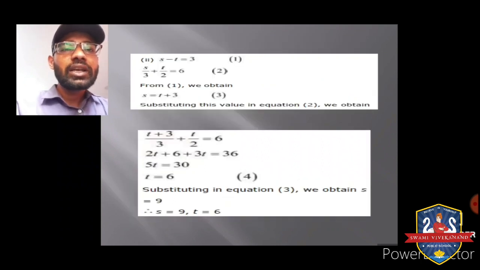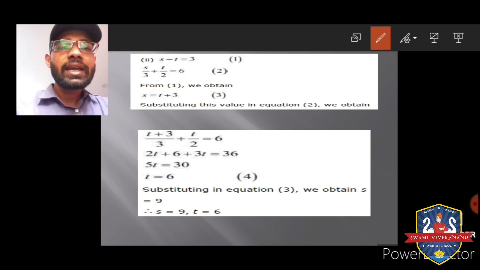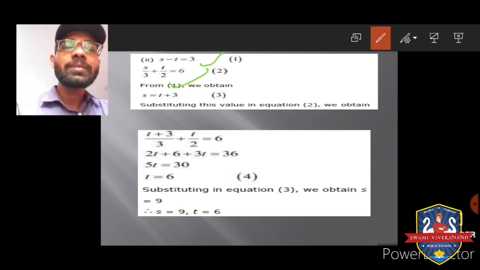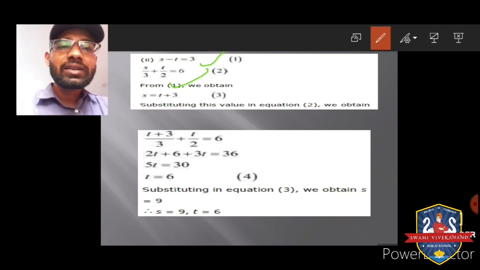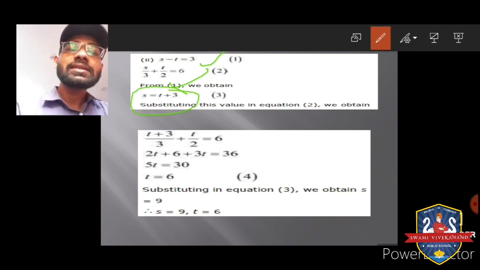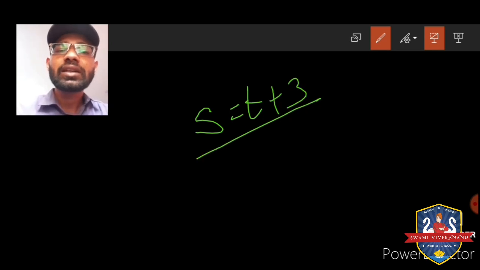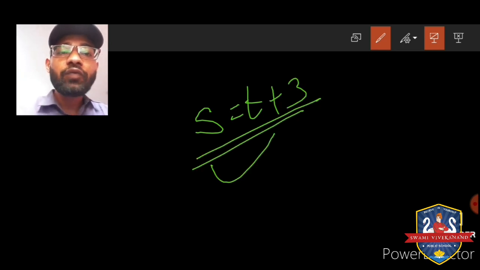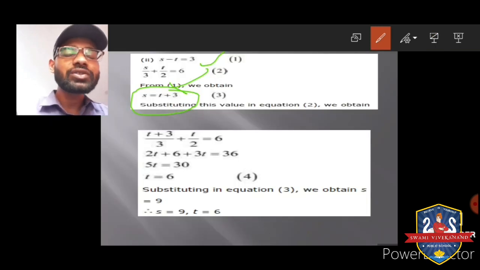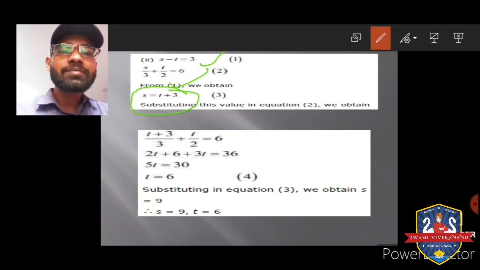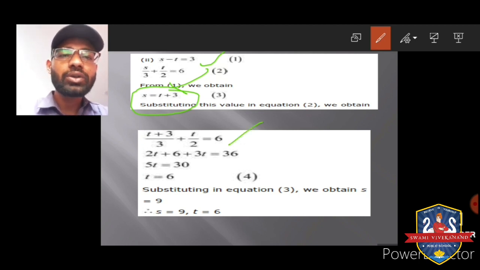Second question. In the second question, we again have two equations. s minus t is equal to 3, and s by 3 plus t by 2 is equal to 6. From the first equation, s is equal to t plus 3. It is s in form of t. Clear? One variable in form of another variable. If it's okay, now replace s by t plus 3. We get (t plus 3) by 3 plus t by 2 is equal to 6. On simplifying, we get t is equal to 6.